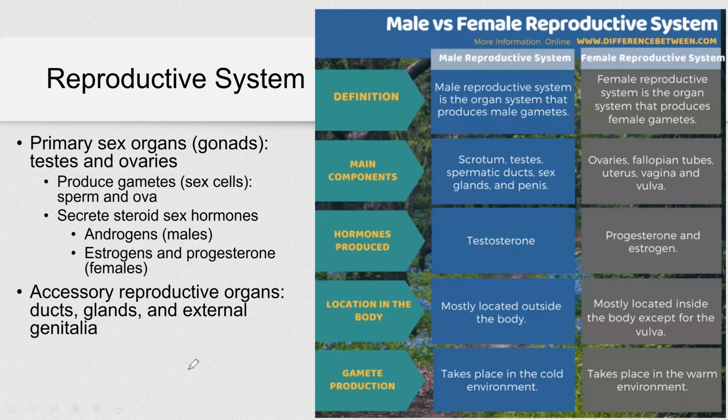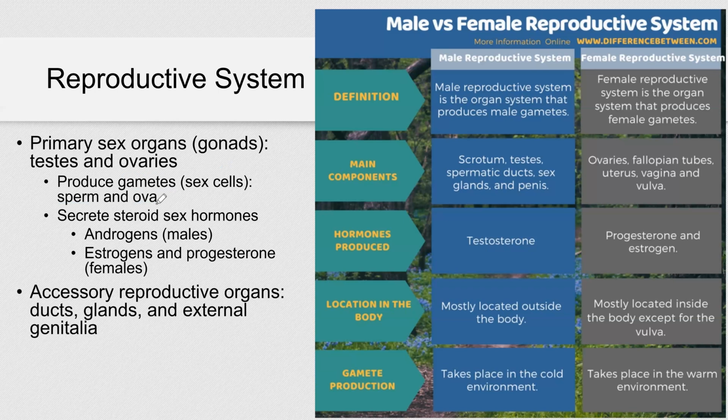Okay, so the reproductive system is made of primary sex organs, and primary sex organs include gonads. Now, gonads are actually glands. Gonads are testes and ovaries. So testes are gonads, ovaries are gonads, and they produce gametes. Gametes are sex cells. Sperm is the male gamete, and ova are female gametes.